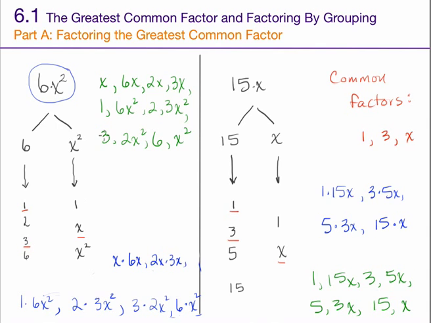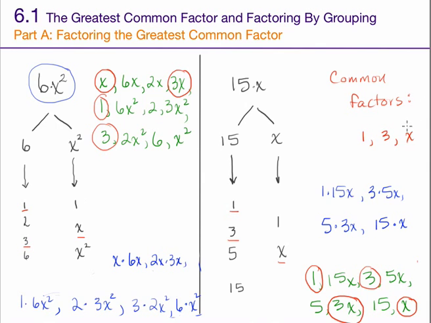Where are the common factors? They both have a 1 in the list. They each have a 3. There are no 5s here, and there are no 2s here. But there is a 3x in this list, and a 3x here. No 6s down here, and no 15s here. What about x? X is in both lists. Have I missed anything? There's no 2 down here. There's no 5 up here. And there are no x squareds down here at all.